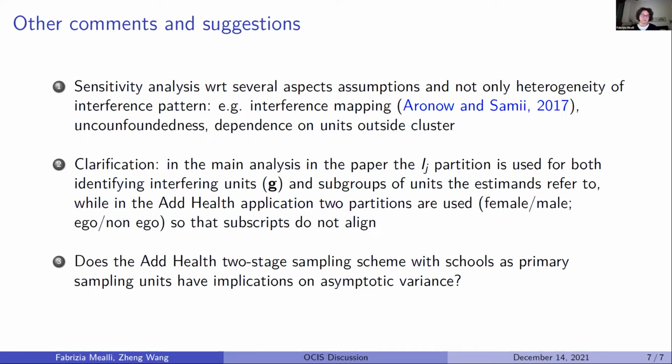And then the very final question: because the Add Health data are gathered using a two-stage sampling scheme with schools as primary sampling units, I was wondering whether the sampling scheme has implications on the expression of the asymptotic variance. And of course, the papers that I mentioned are listed in this list, but I'm done with the discussion.